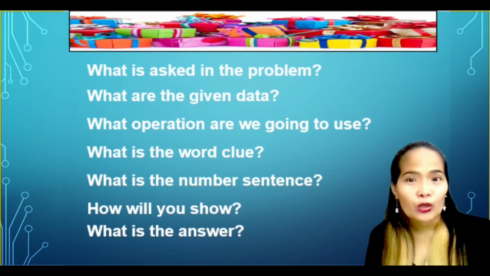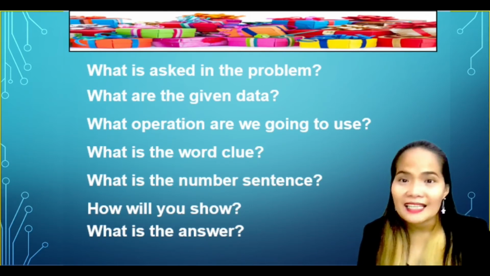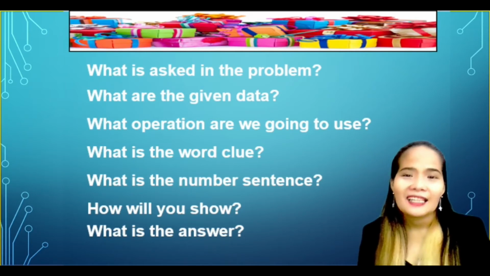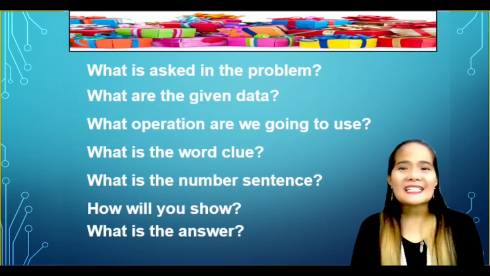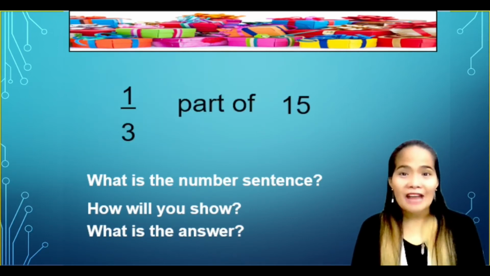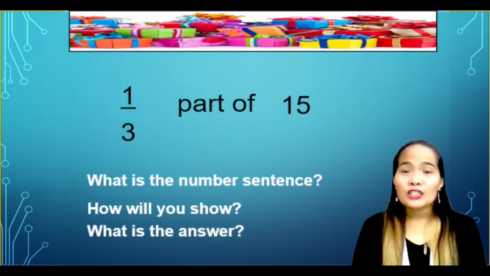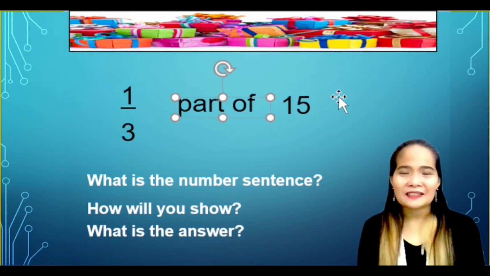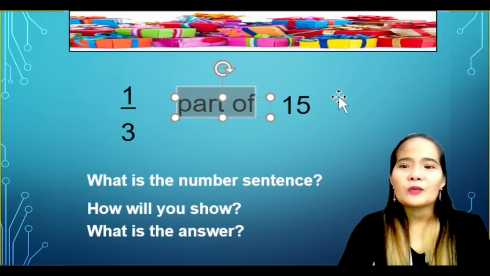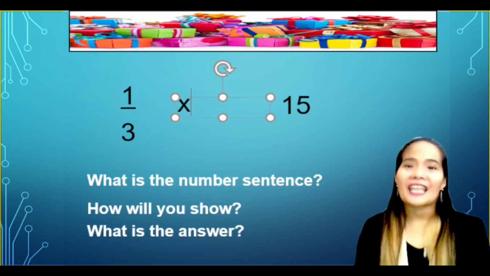What is the word clue? The word clue is "part of." Remember the words "part of"? That means you have to multiply the fraction by the whole number. What is the number sentence? Alright, very good. We will have 1/3, the word clue "part of," and then 15. You are correct. The word clue "part of" will be changed to the multiplication sign. So, we will remove this and we will use the multiplication sign.